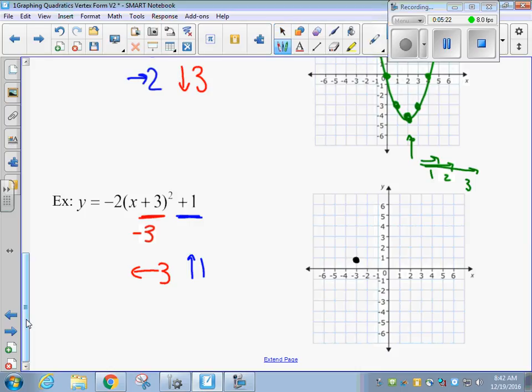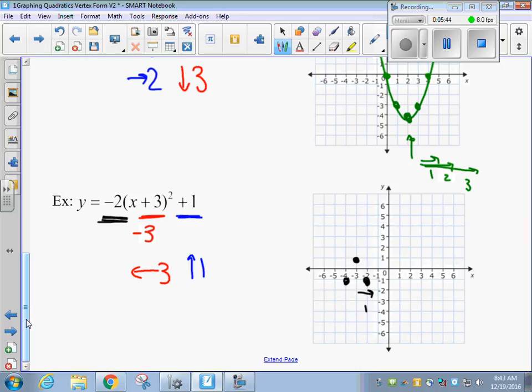Now this is where it gets tricky. Just like before, we're going to go out 1. Say, what is 1 squared? 1 squared is 1. Now we multiply by this a value out front. So positive 1 times negative 2 is negative 2. So I'm going to go out 1, down 2. Out 1, down 2.